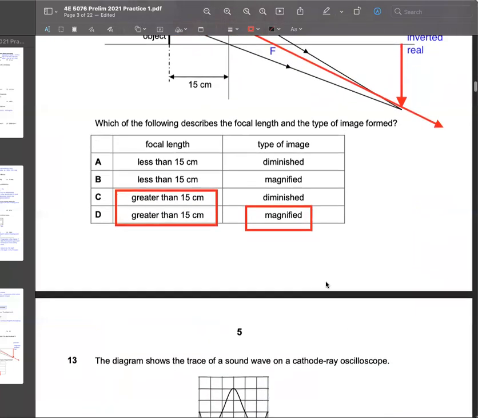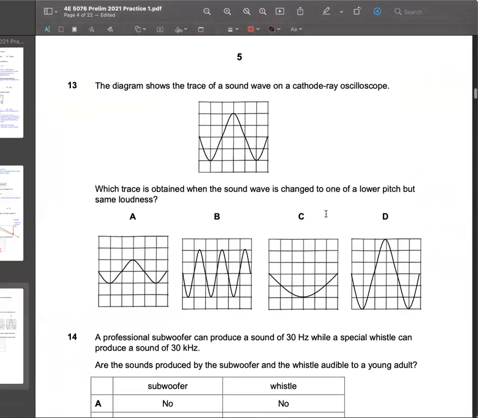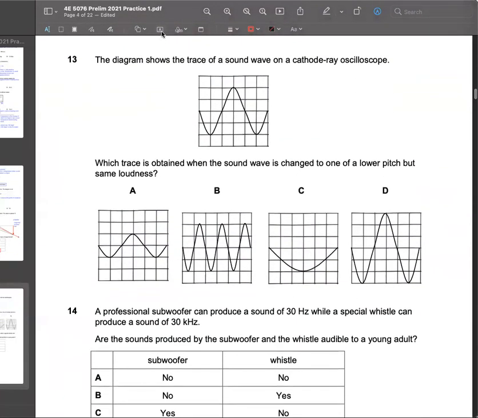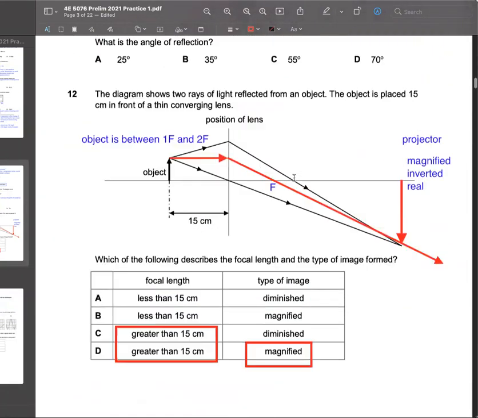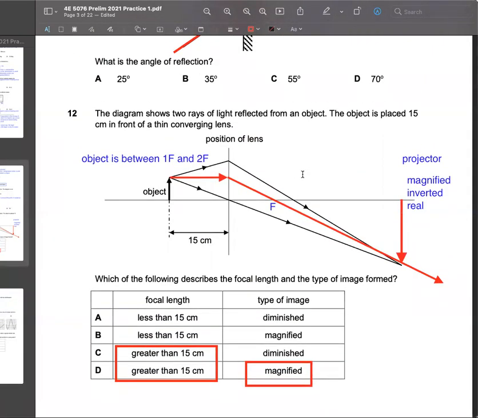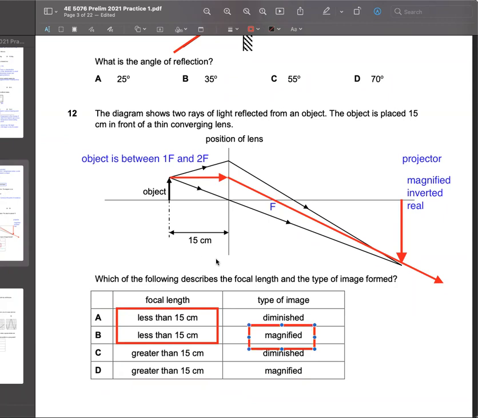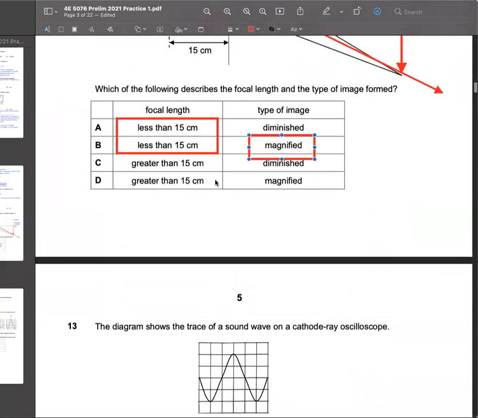Question 13. But then the answer sheet says the answer for 12 is B. Is it B? Okay, yeah, correct. B. It should be less than 15. Correct, because 15 is between 1F and 2F. So the F must be less than 15. Thank you, Jack.